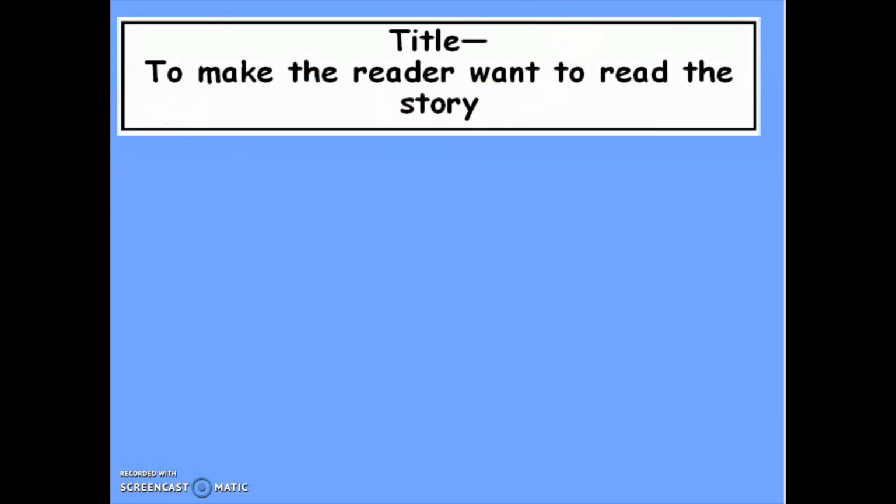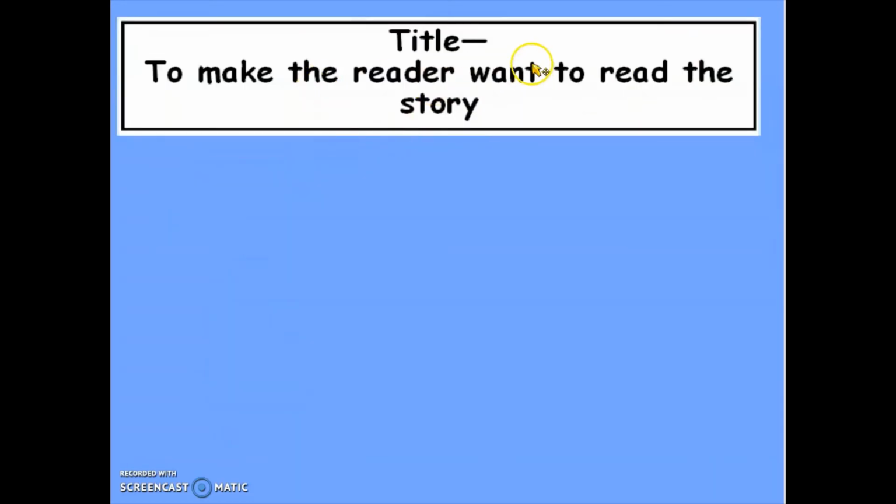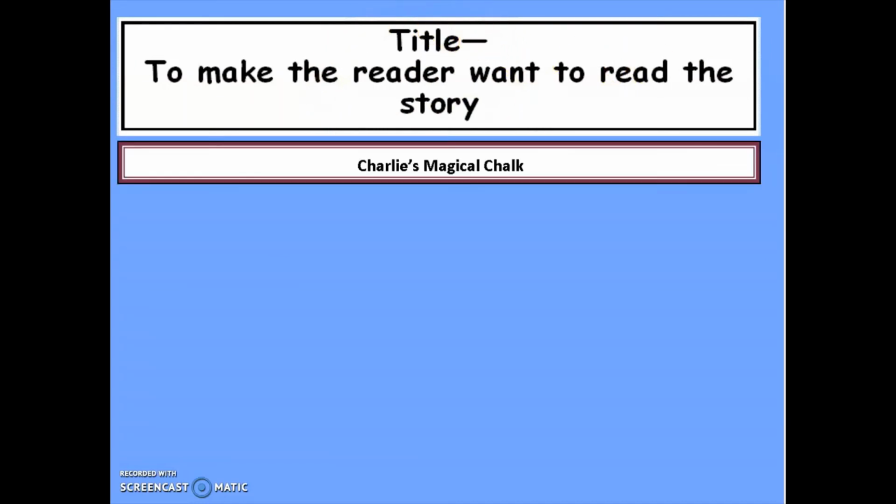So you will look for the title first. What is the title in this narrative? We know that titles are normally short. So I think Charlie's Magical Chalk is the title. Underneath the title label, you would stick the title.